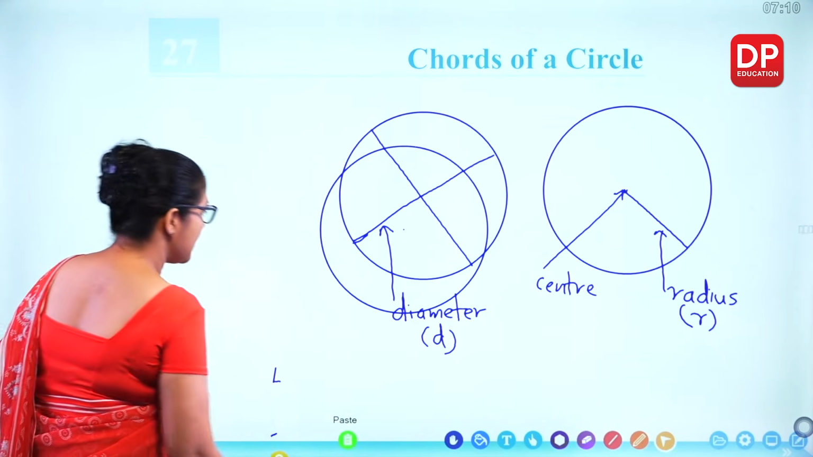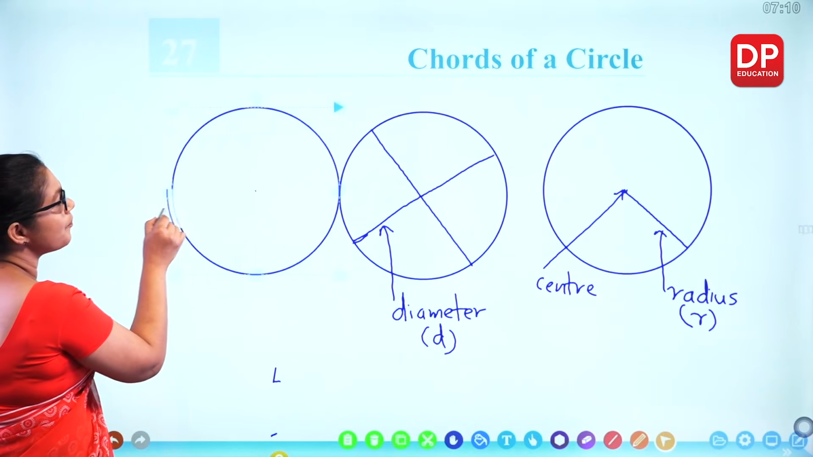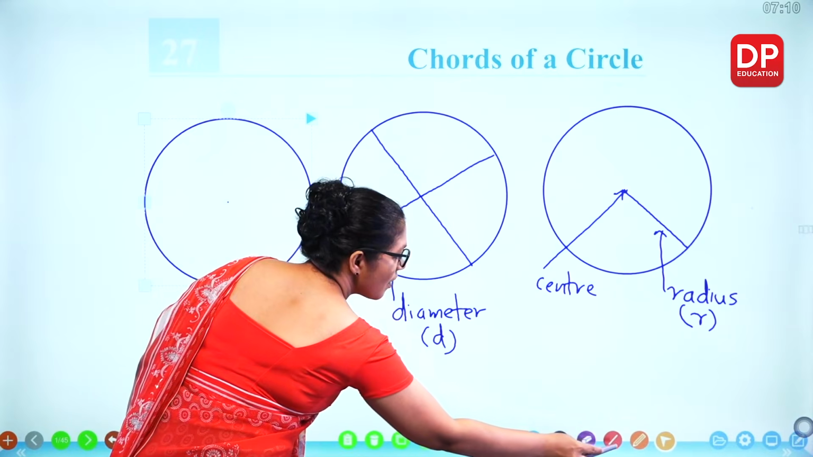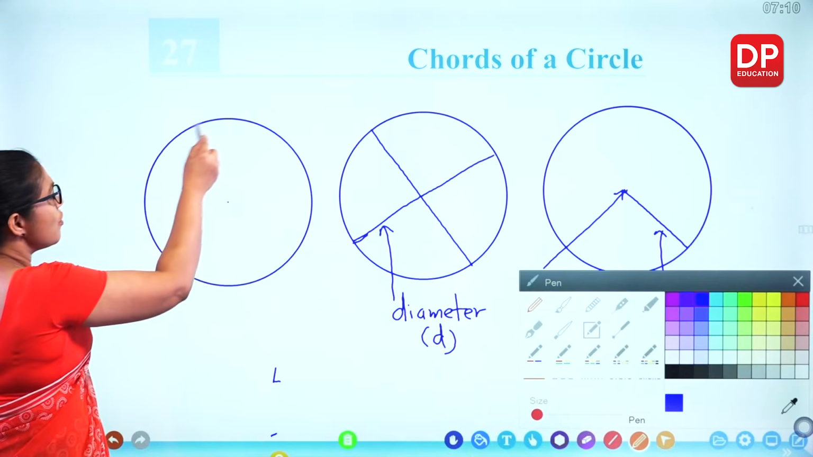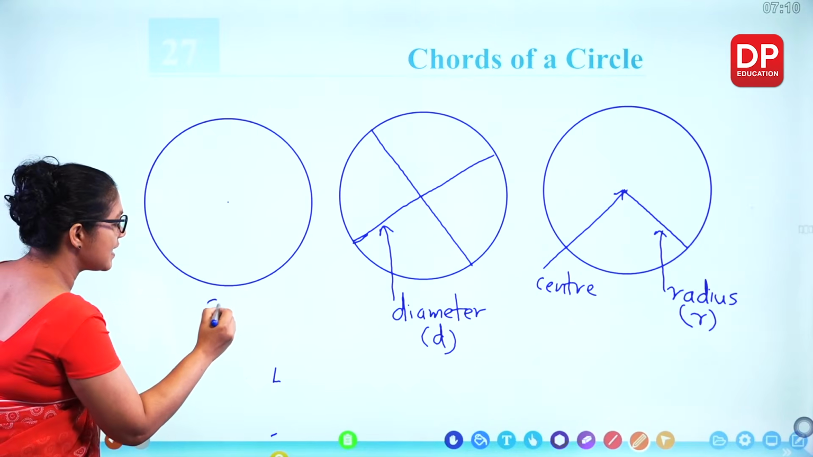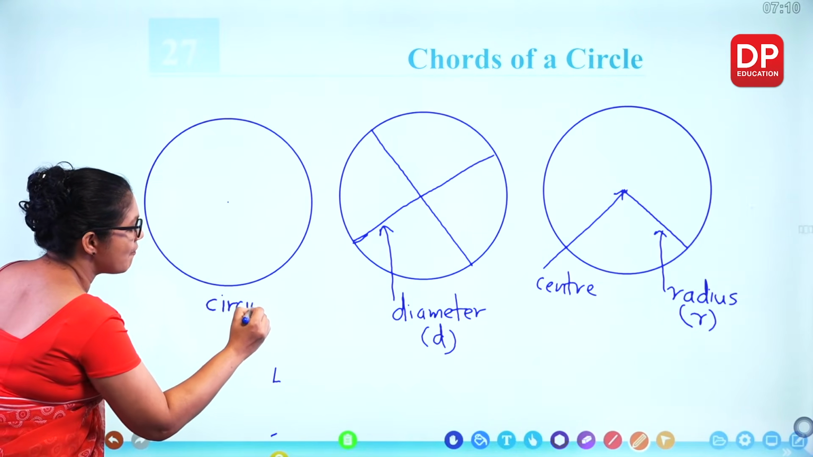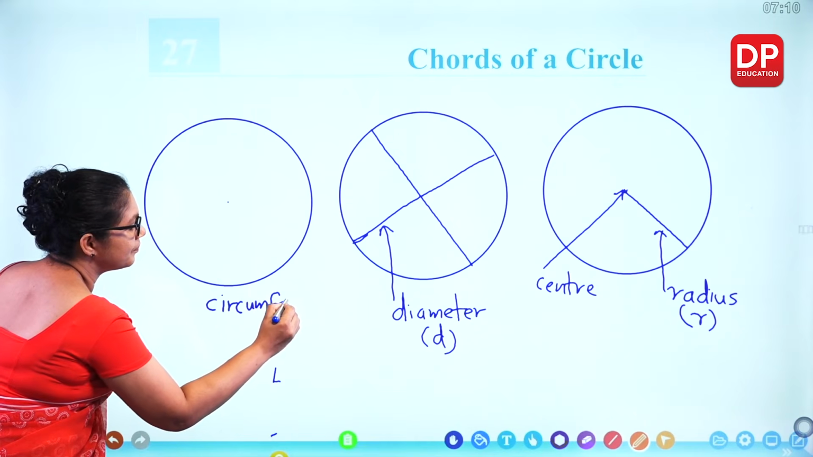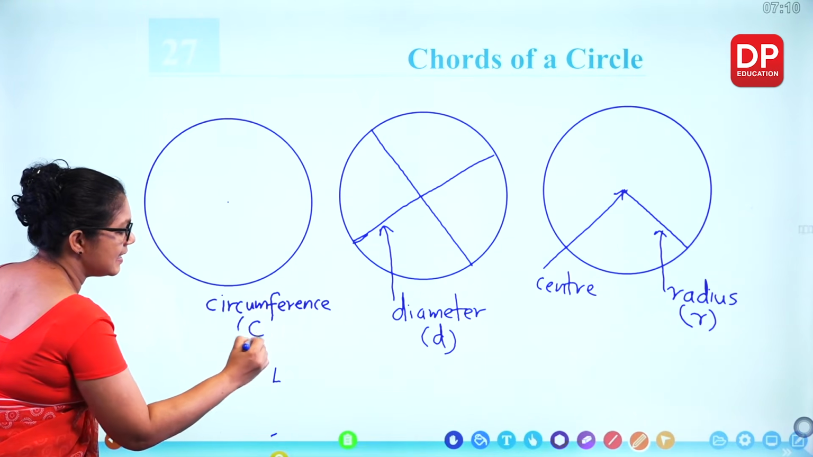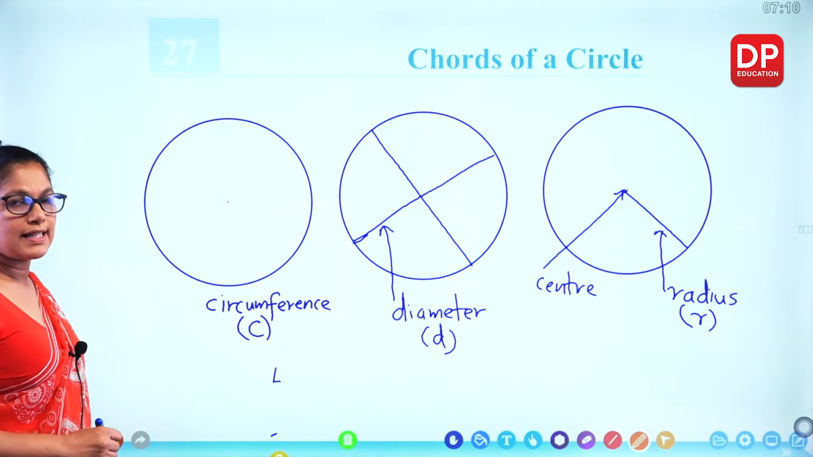We'll take another circle. What do you call this outer length? We call it circumference. And we use the letter C for that.